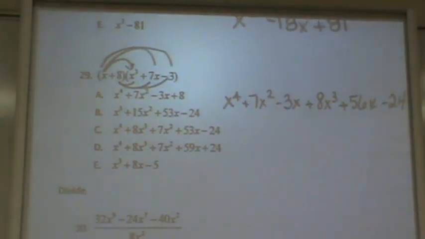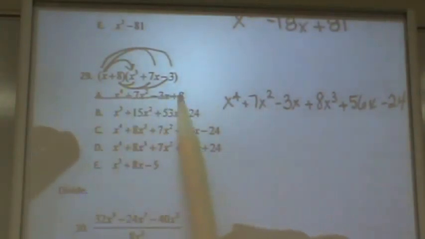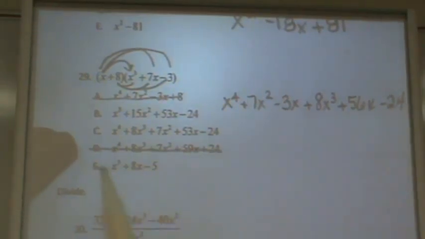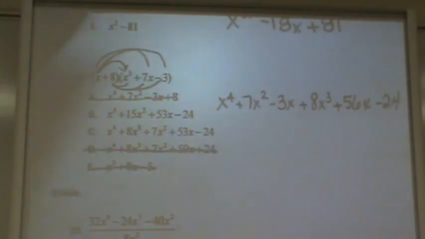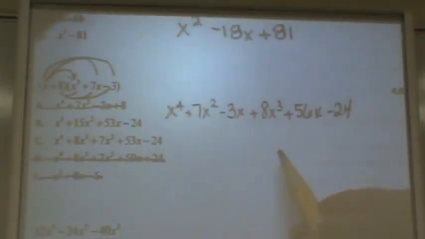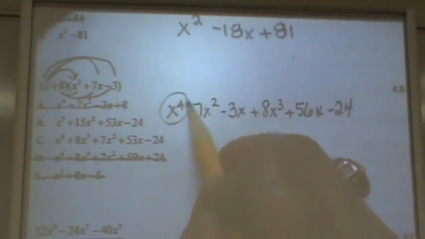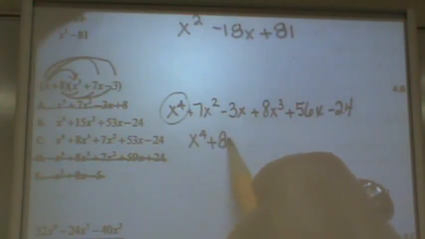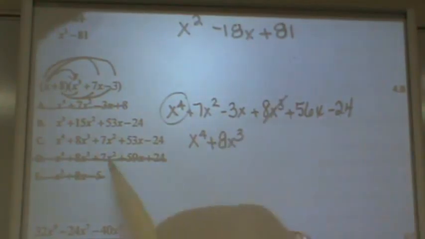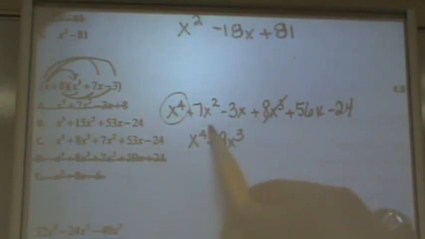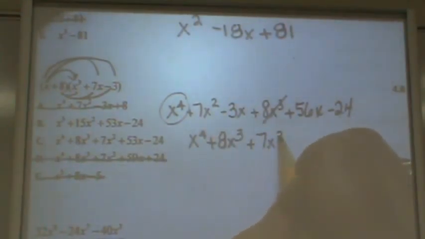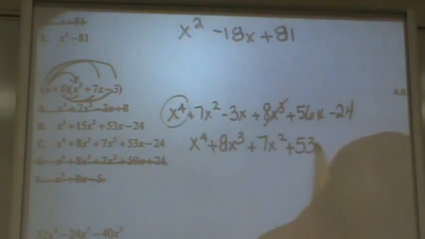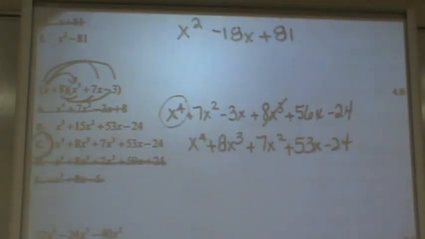Okay, so right away I know that A is not an answer because it's minus 24, that's our constant. And I know D is not correct, and nor is E. So it's between B and C. So what I want to do is add the like terms. So it's x to the 4th going with the highest power, x to the 4th, then plus 8x cubed. And right away I see the answer, it's right there. So we have 7x squared, we can continue. And then 56x minus 3x is 53x, and then minus 24, just to verify that C is the correct answer.